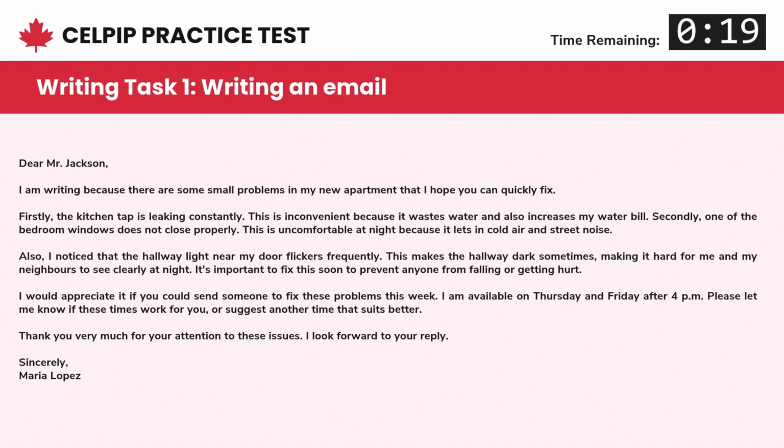For beginners, remember to clearly separate your points into different paragraphs. Also, always suggest specific times when requesting repairs or appointments. This helps make arrangements easier and faster for both you and the recipient.